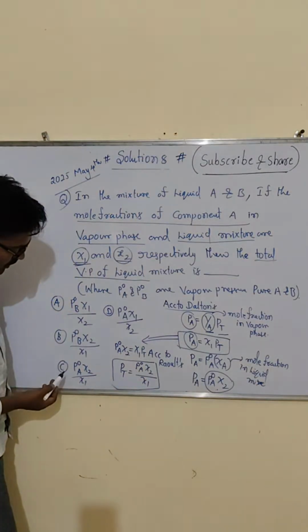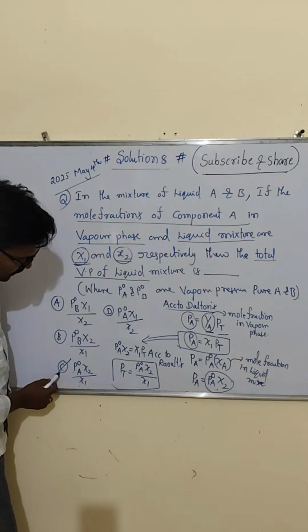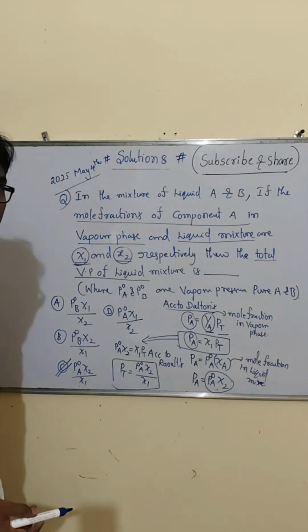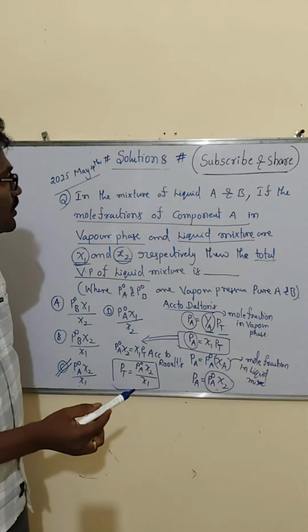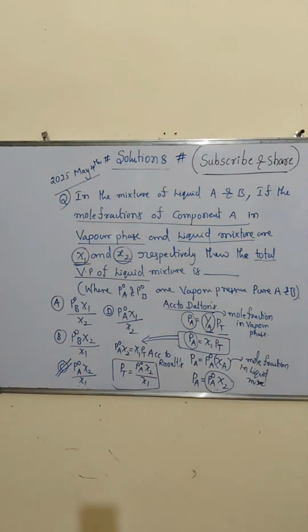So P naught A into mole fraction 2 divided by mole fraction of 1. That is the answer for that. Understand, my dear students? This is one of the important questions. So based on both relations, note down the question carefully.